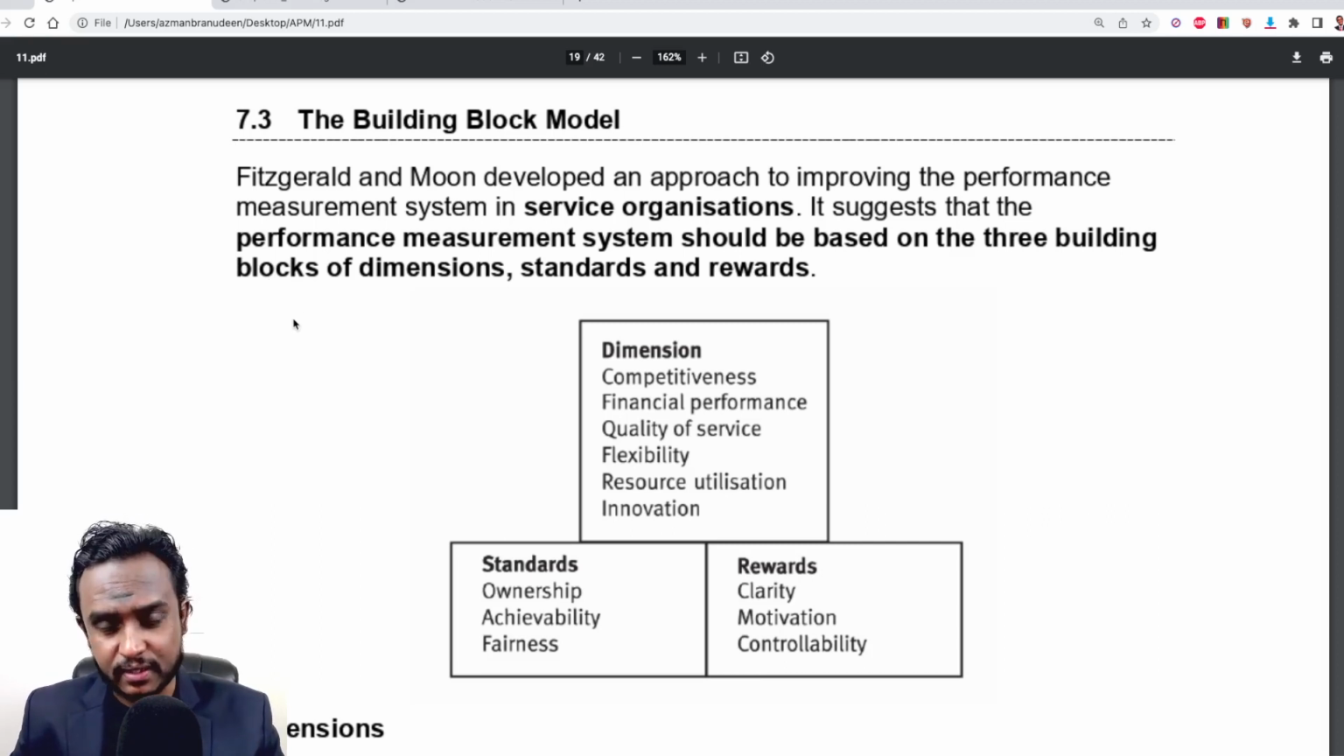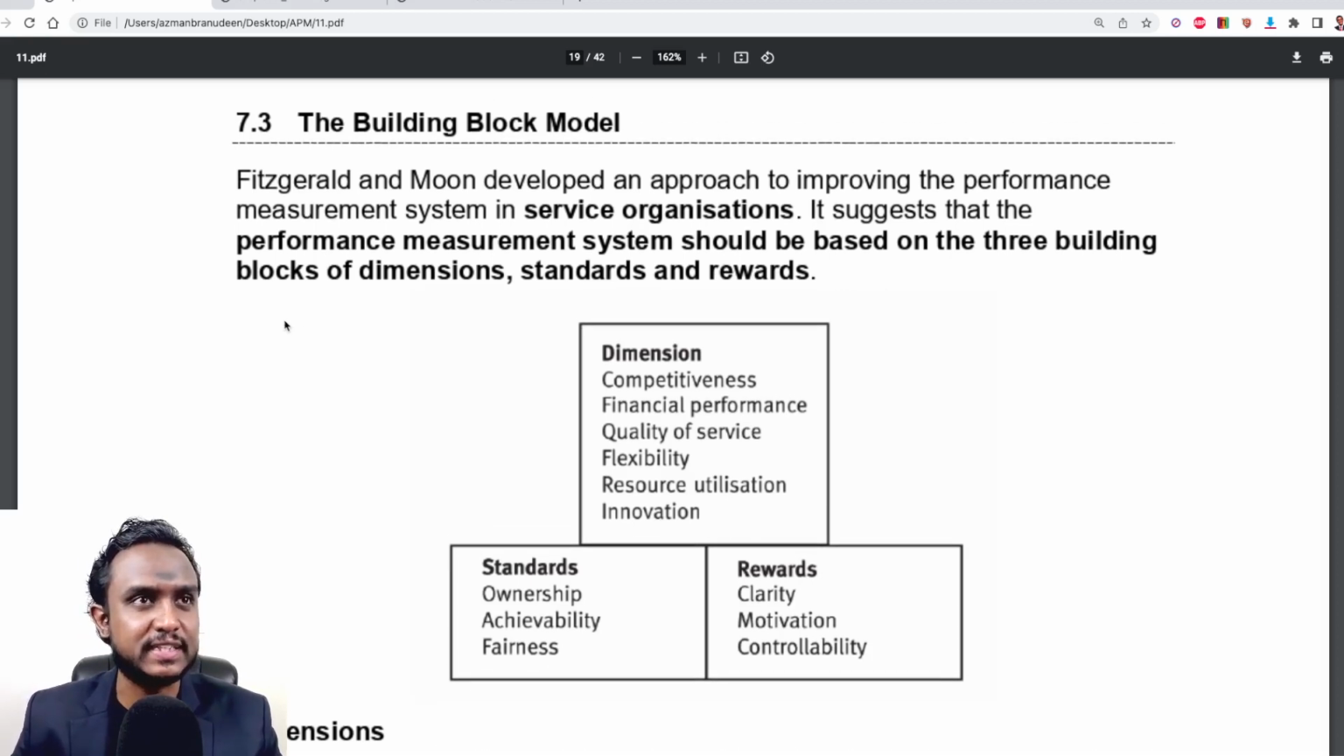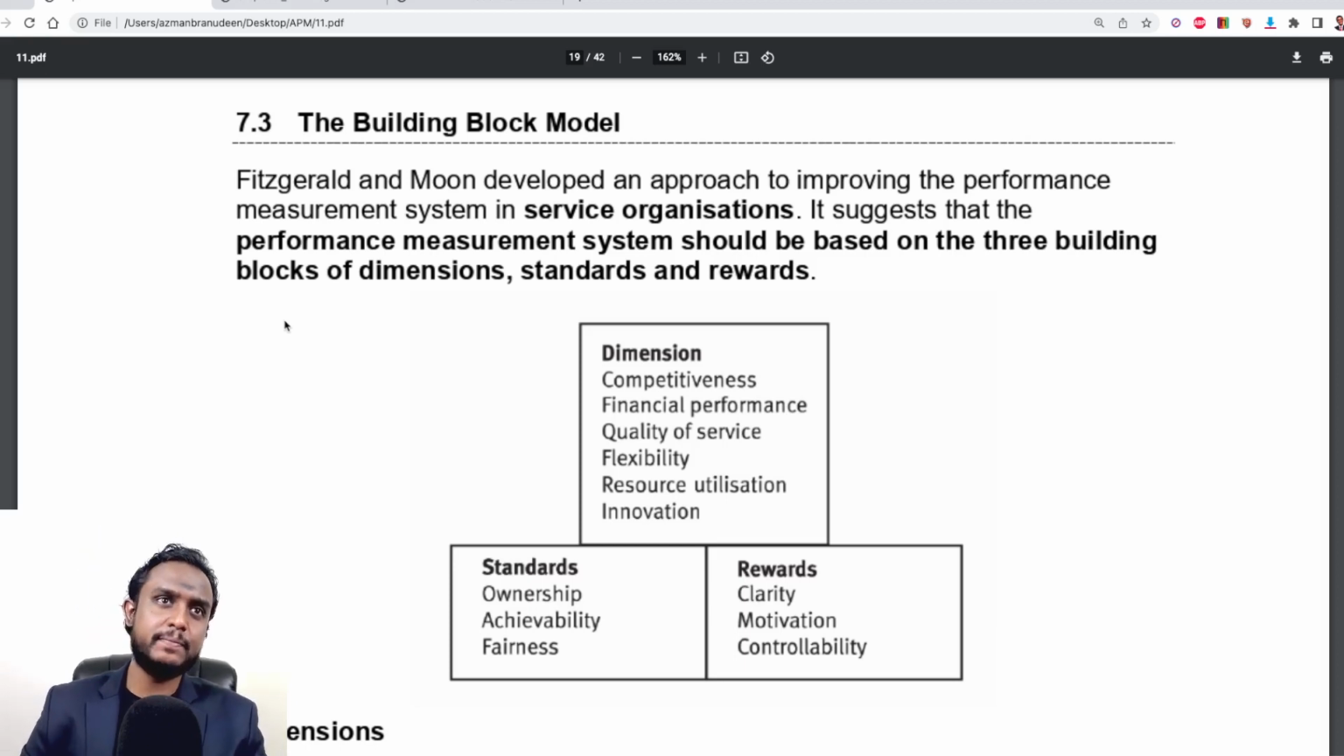Another very important thing is that the building block model is recommended for service organizations. The balanced scorecard you can use for any kind of organization, but the building block model is well suited to service providing organizations because of the nature of the metrics used. It suggests that the performance measurement system should be based on three building blocks: dimensions, standards, and rewards.